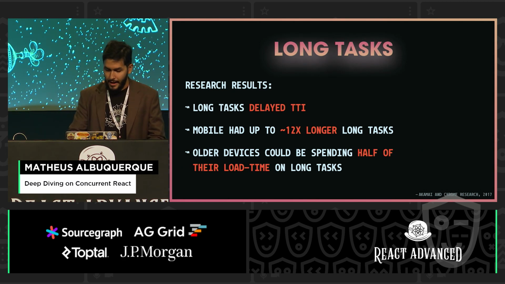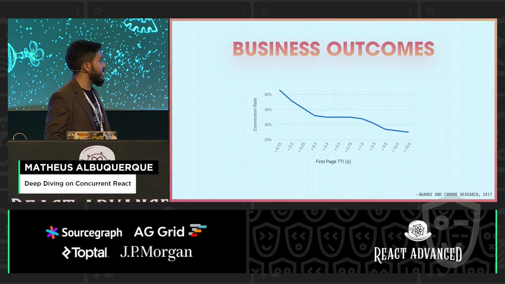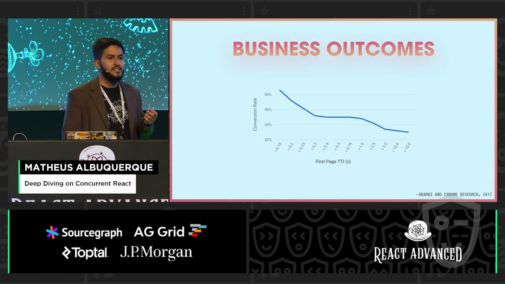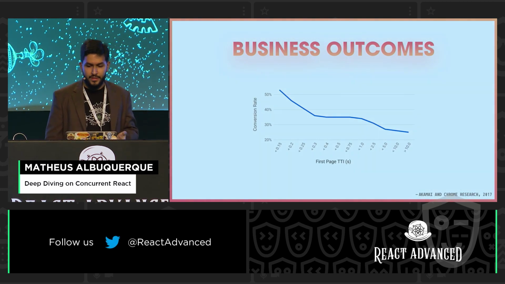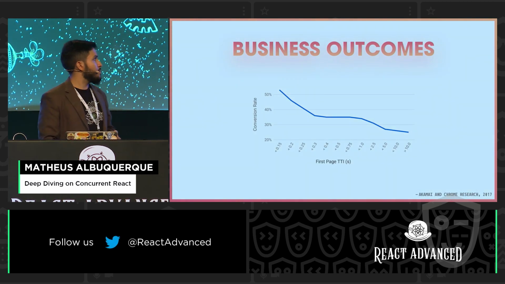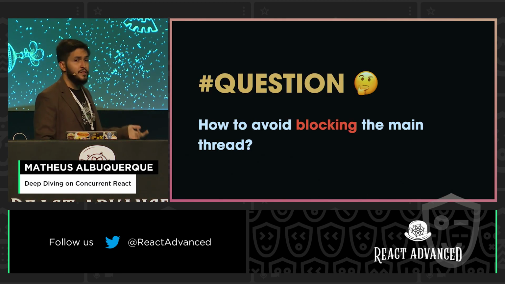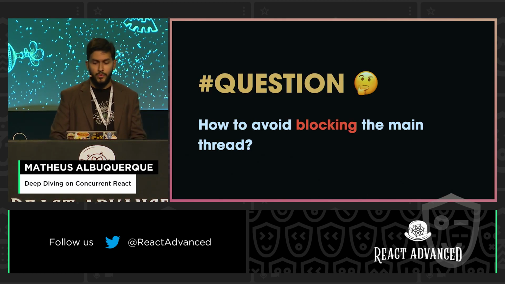And last but not least, on old mobile devices, half of the load time could be spent on long tasks. It's already bad when you say it like that, but when you see the business outcomes, like your conversion rate, it's even worse. So we get to the point where we want to avoid blocking the main thread. How can we do that?